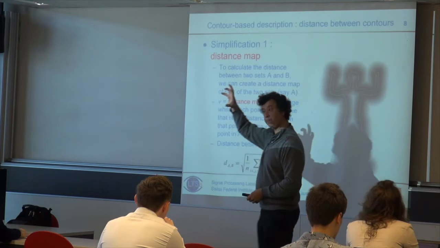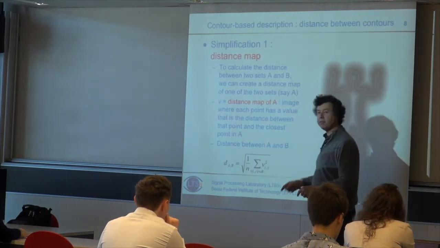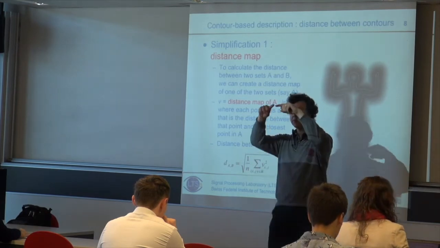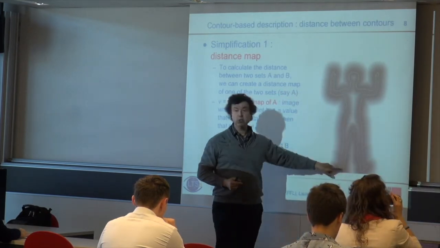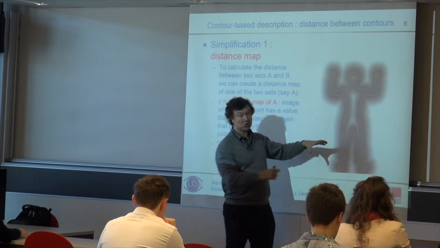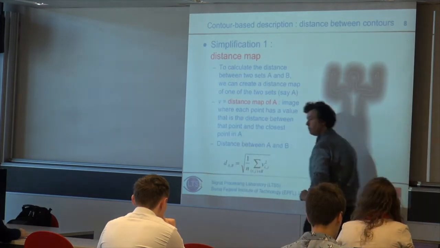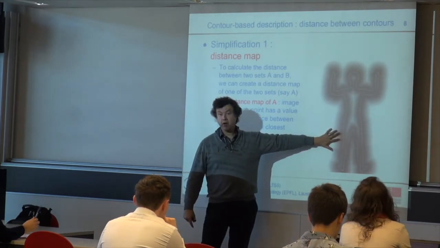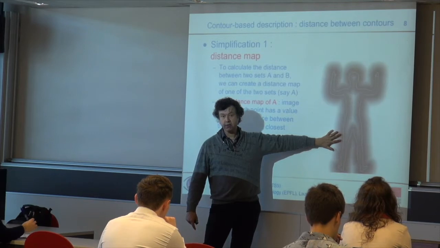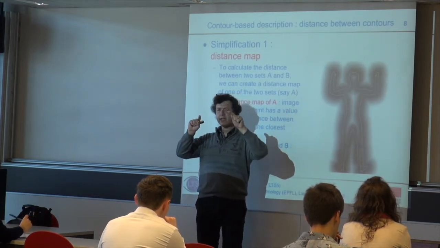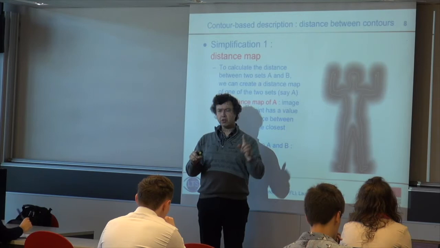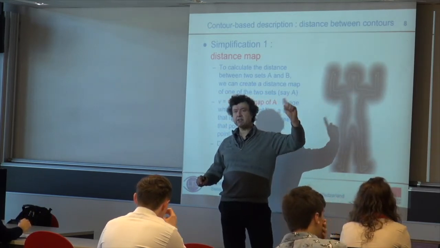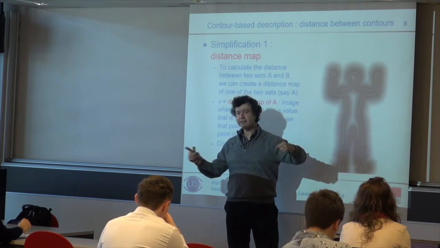I take B, let's make it simple. B is a circle. And I want to calculate the distance between the circle and my silhouette here. The circle is that, okay? Well, now it's simple. I have the distance map of A, of the silhouette. If I use the definition, I would have to take each point of the circle, and for each point, go through all the points of my silhouette and see which one is the closest. This is n times n.